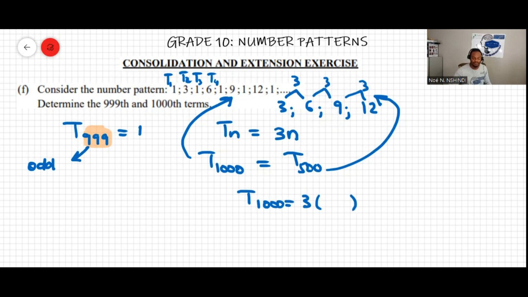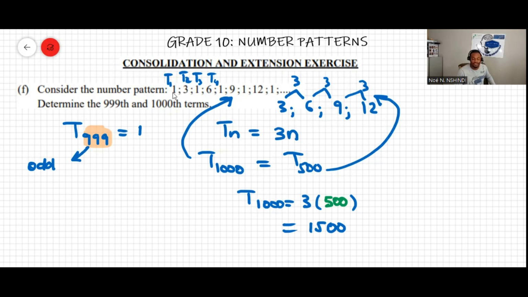Instead of me writing 1000 there, I just want to say 500, because it is the 500 terms of this pattern. Then this will be equal to 1500. Let me say it over again. To get T1000 is equal to T500. Why? Because there are two patterns here.